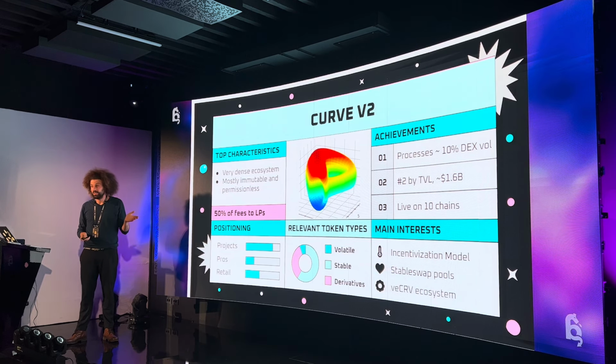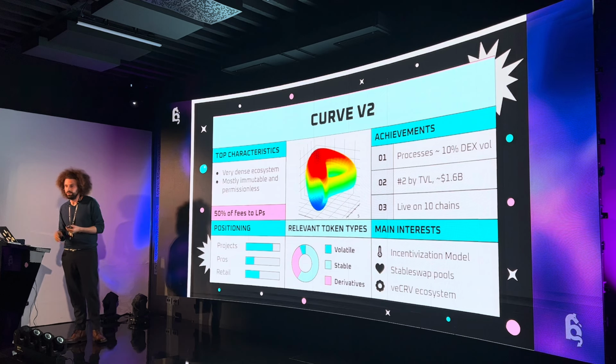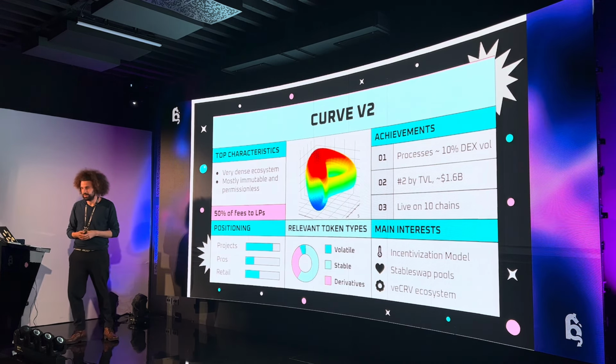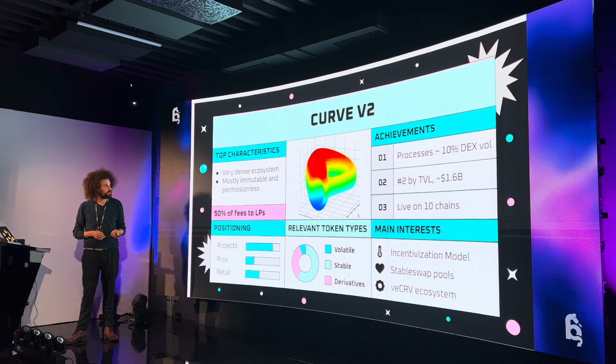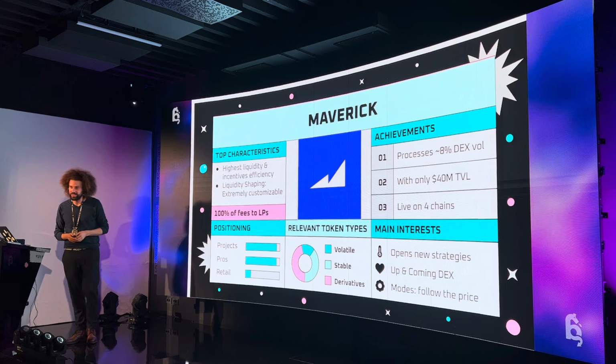In terms of tokens, you all know it's mostly for stablecoins and what I call derivatives, so those CVX, CRV, for instance, or the ETH staking derivatives and so on. The new kid on the block, Maverick.